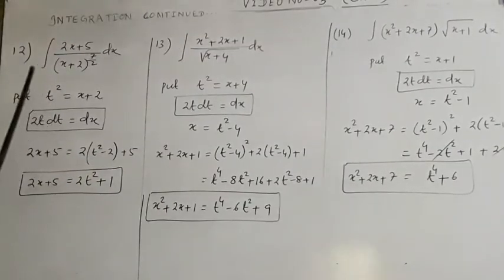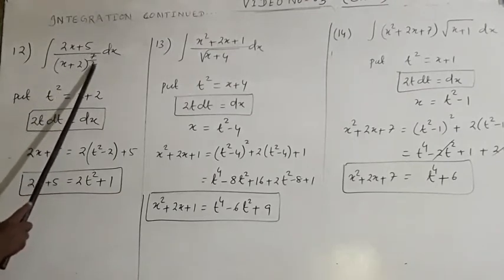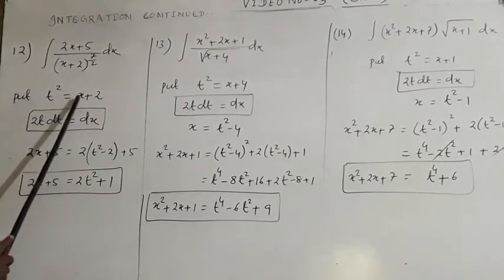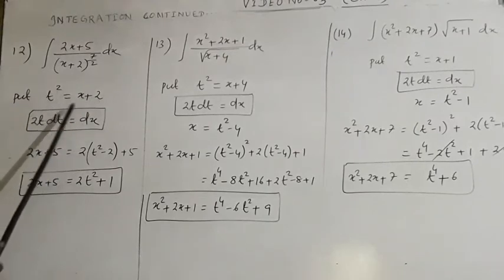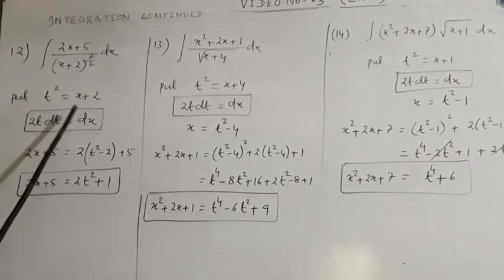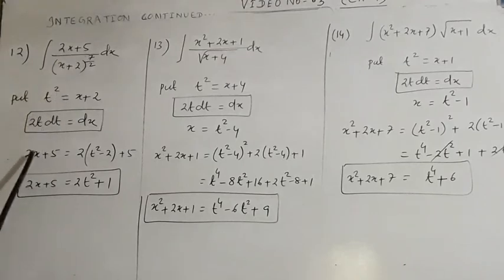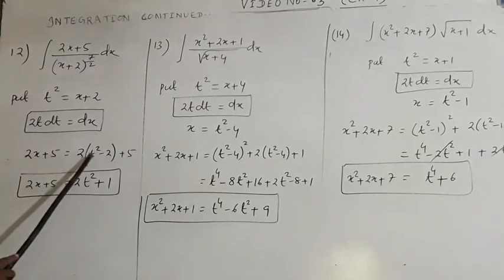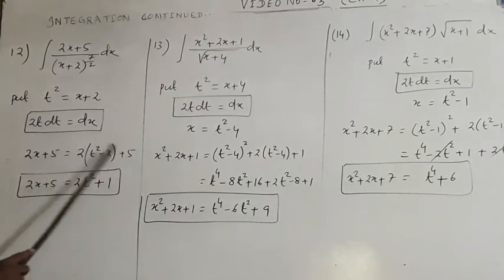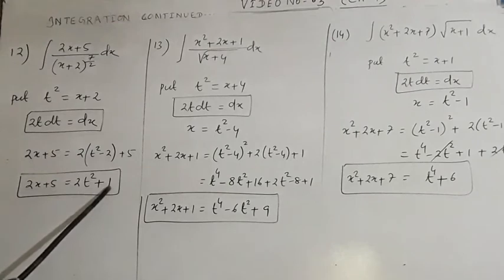Now number 12. Just put t^2, because of the 7 by 2. So you have to put t^2 = x plus 2, 2t dt = dx. Then x is t^2 minus 2. I want 2x plus 5. In place of x, I am writing t^2 minus 2 plus 5, multiplied by 2. It becomes 2t^2 minus 4 plus 5, that is 2t^2 plus 1.